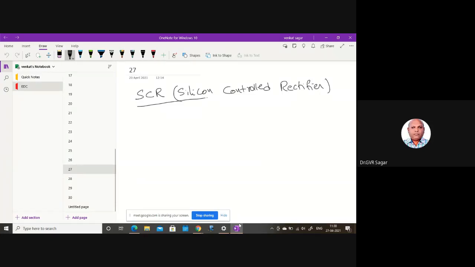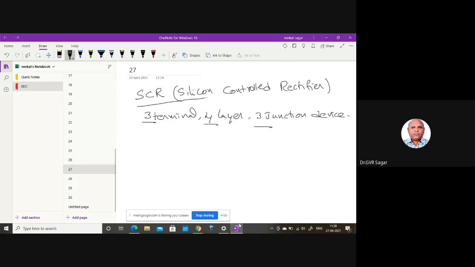So today our topic is silicon controlled rectifier. SCR is a three-terminal, four-layer, three-junction device. So it is a three-terminal, four-layer, and three-junction device.